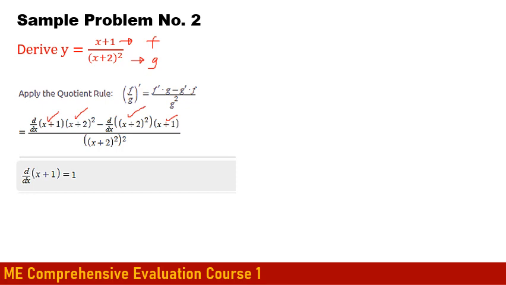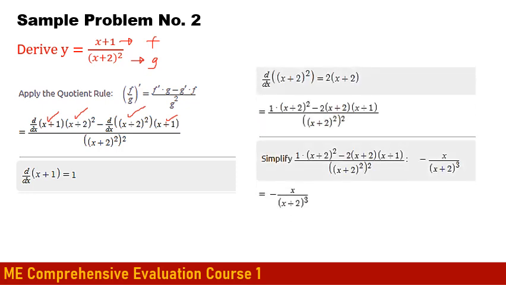Then we are going to calculate each of these d over dx. The derivative of x plus 1 is simply 1, because the derivative of 1 here becomes equal to 0. The derivative of (x plus 2) squared is simply, you put down 2 and then apply the power rule, (x plus 2) to the power of 2 minus 1. That's why we have a power of 1 here.